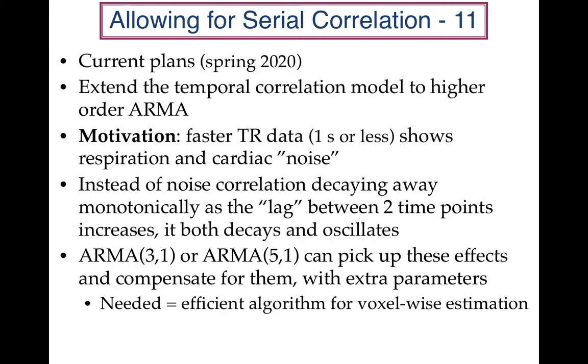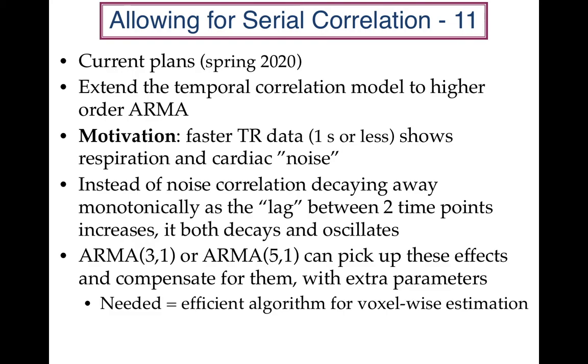And the thing is that instead of the noise correlation decaying away monotonically in time as the lag grows between two time points, it both decays and oscillates as the heartbeat, which of course is not perfectly regular, but is pretty regular, comes and goes. And so the higher order ARMA models can pick up these decayed oscillation effects and compensate for them, just like the lower order ARMA(1,1) can pick up and compensate for exponential decay in time.